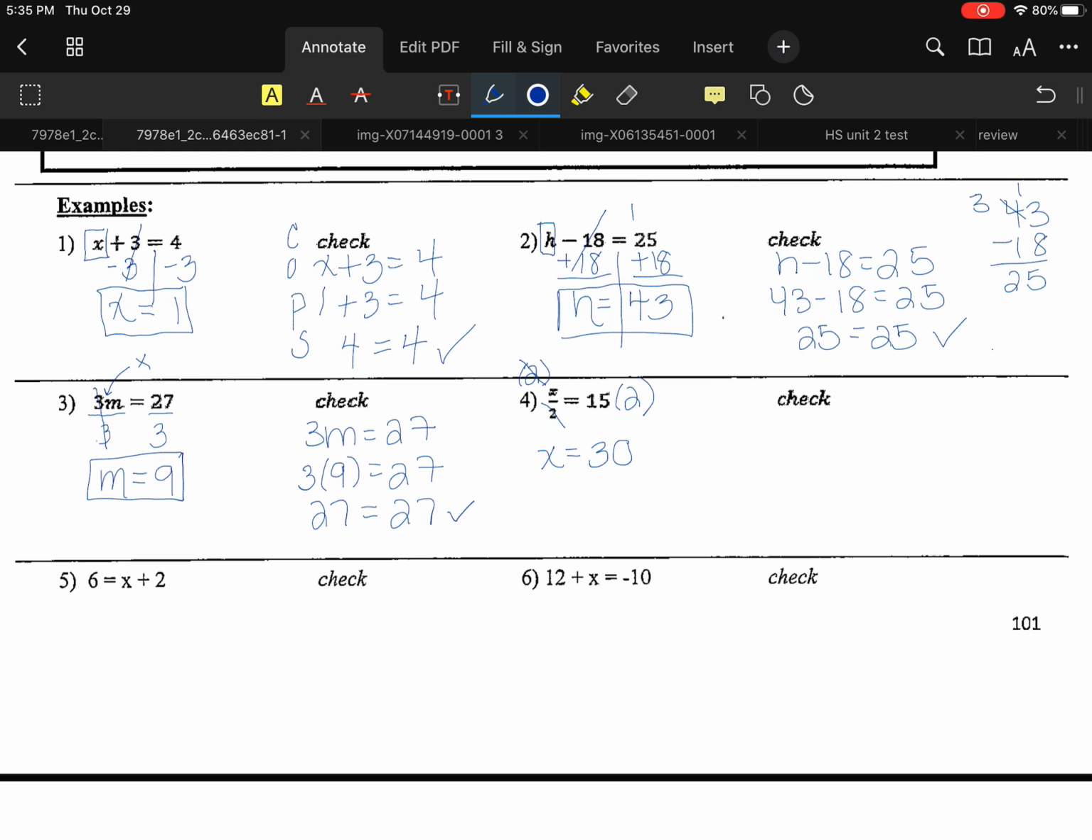Again, you want to keep that balance. So if you multiply by 2 on the left, you've got to multiply by 2 on the right. x is 30. Let's see if that's a true statement. Let's see if this works. So I have x over 2 equals 15 as my original problem.